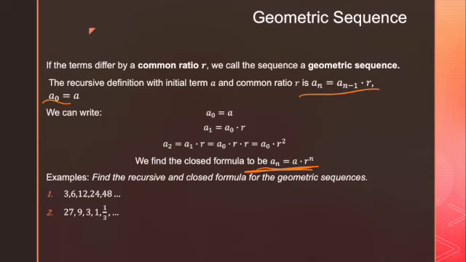So for number 1, what's our common ratio? Well, one way to find it is to take the second term divided by the first term. So I have 6 divided by 3 gives me 2. 12 divided by 6 gives me 2. 24 divided by 12 gives me 2. So here our common ratio is 2. So for my recursive formula, a sub n is a sub n minus 1 times 2. For my closed formula, I have a sub n is 3 times 2 to the n.